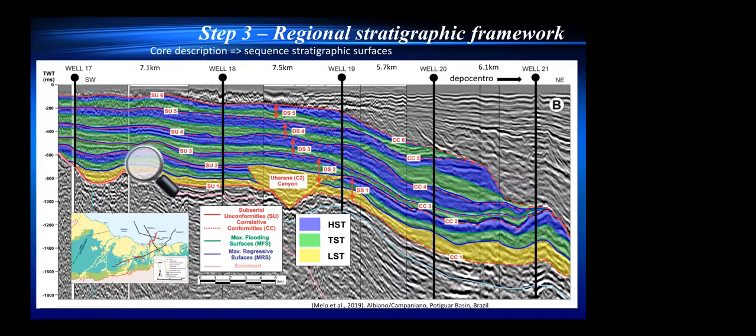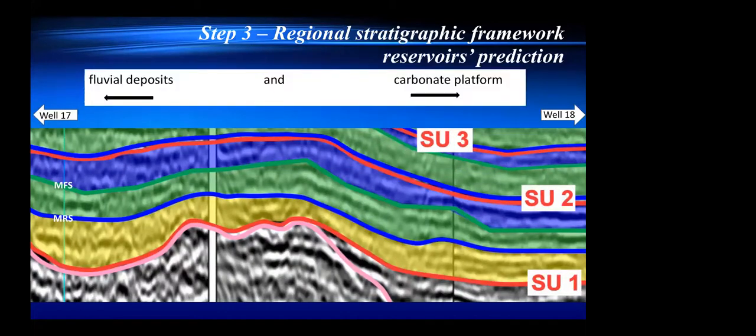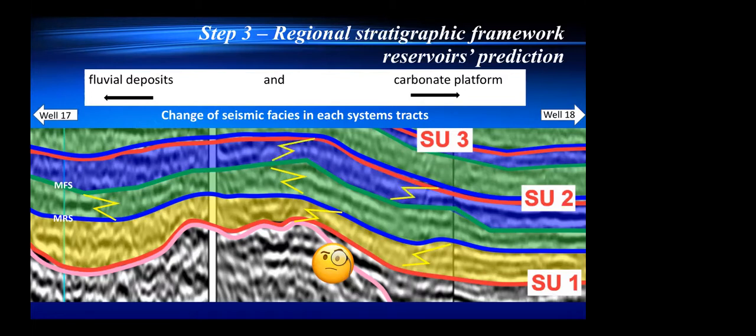Sequence one is approximately 200 meters thick in the location around the magnifier. Core description indicates fluvial deposits in the carbonate platform. And we can see the change of seismic phases in each system tract: the yellow, the lowstand, the green, the transgressive, and the blue, the highstand. So we can see the normal regression of the lowstand, the retrogradational pattern of the transgressive, and again the normal regression of the highstand. The zigzag highlights the lateral facies contacts and points the regressive and transgressive depositional trends.